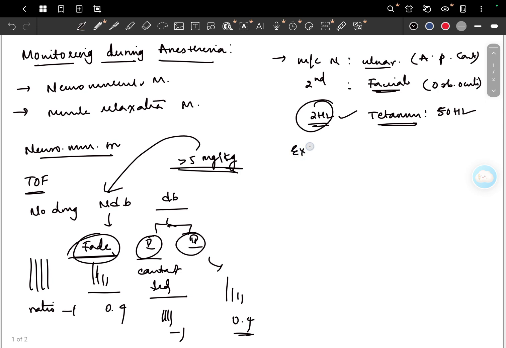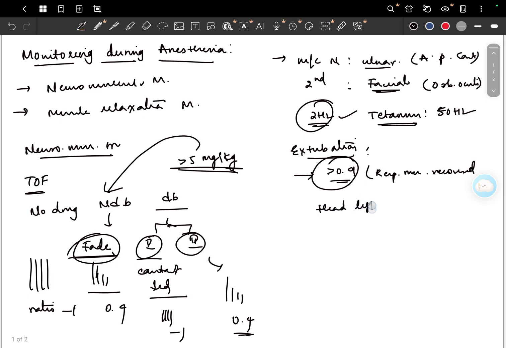And when you have to do extubation, whenever the ratio is greater than 0.9, it means respiratory muscles are recovered, then patient is ready to be extubated. You will also have the head lift test, in which the patient is asked to hold their head up by lifting it for at least 5 seconds. So this is how you will be doing this monitoring. Next we'll see other modes of monitoring as well.